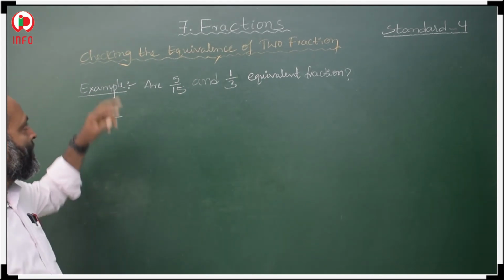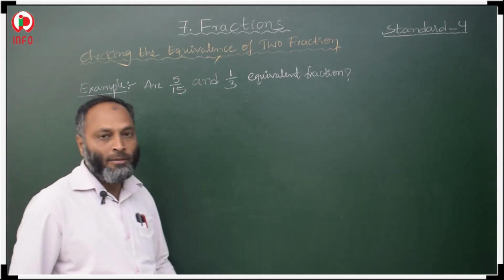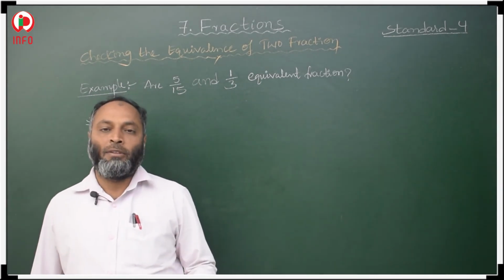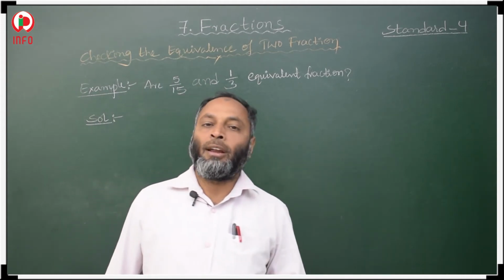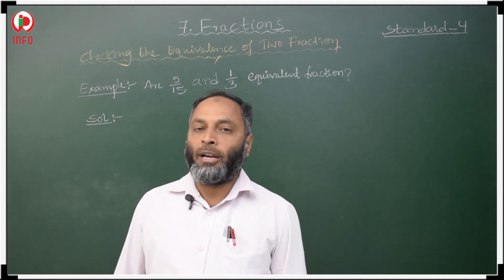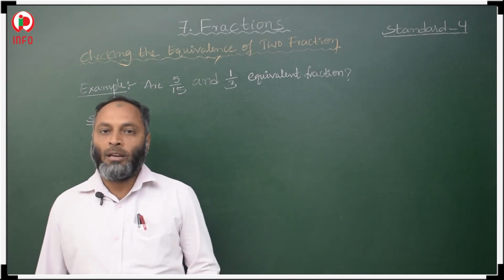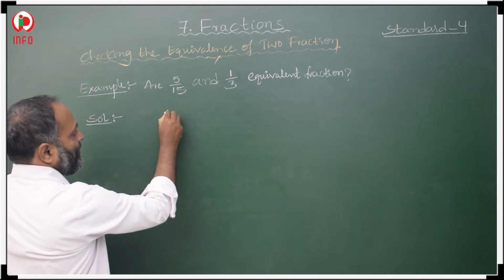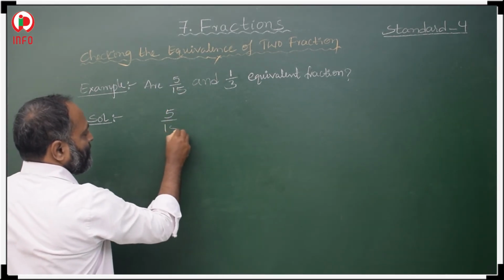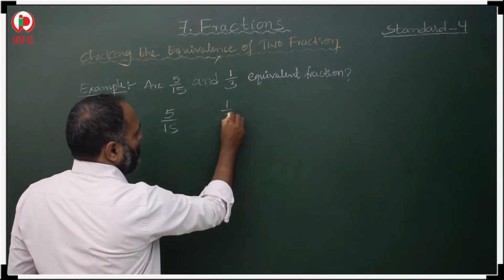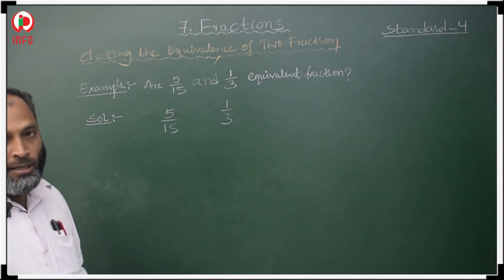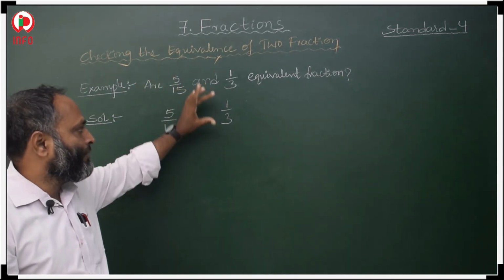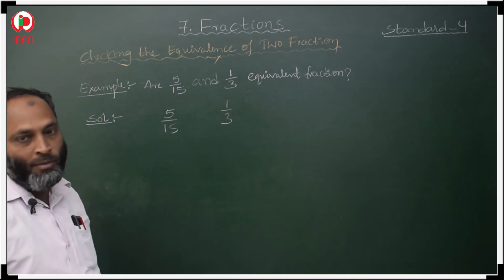Now see here, checking the equivalence of two fractions. The next concept: if two fractions are given, how to check whether they are equivalent fractions or not. Here one simple method is there. We have to take the two fractions, the first fraction 5 by 15 and the second fraction 1 by 3. This is the first step: whatever fractions are given, we take them, 5 by 15 and 1 by 3.